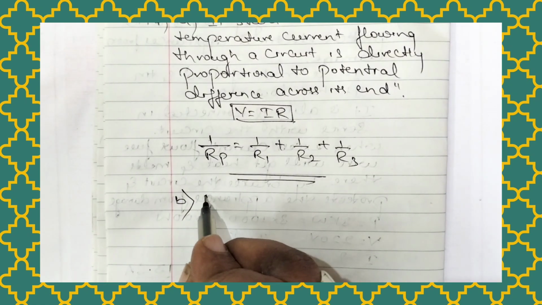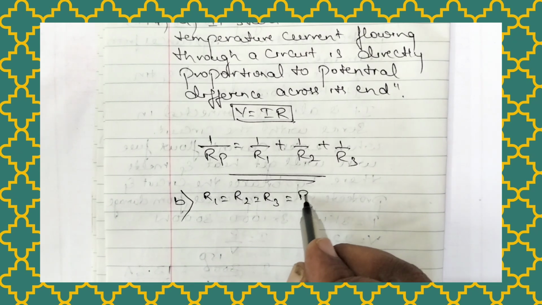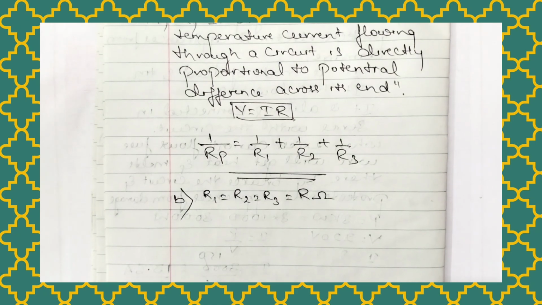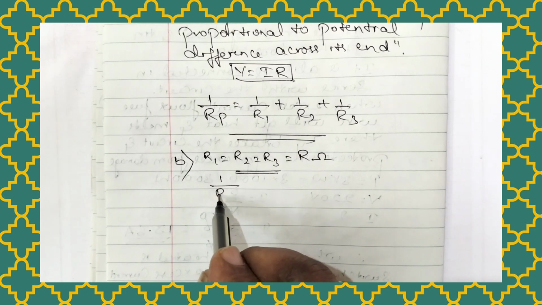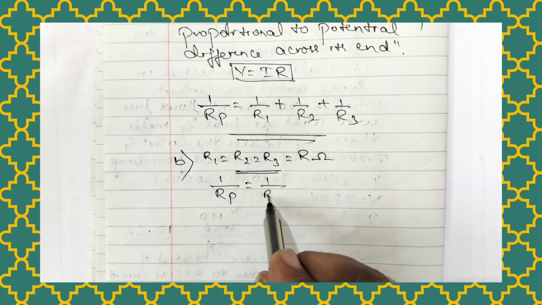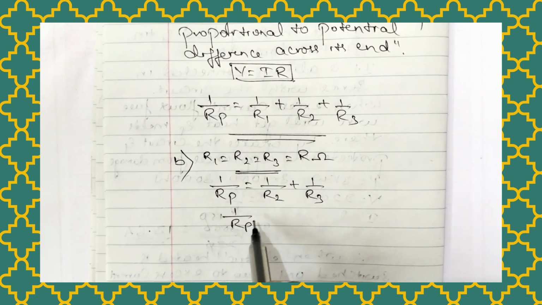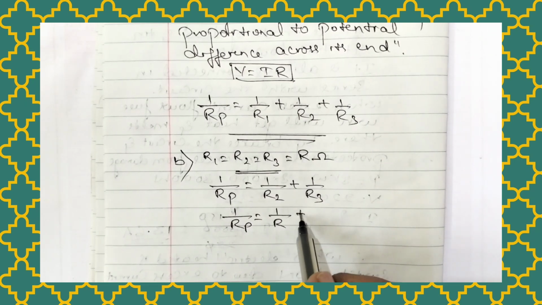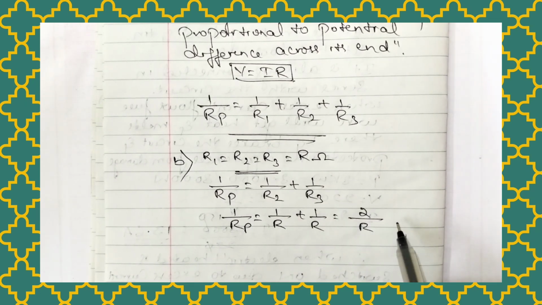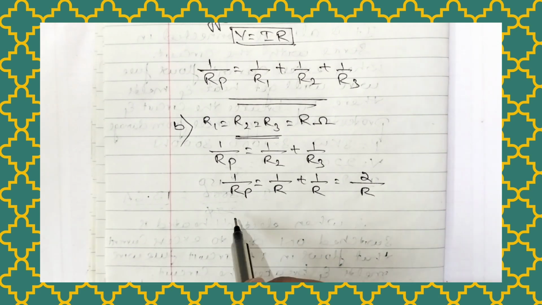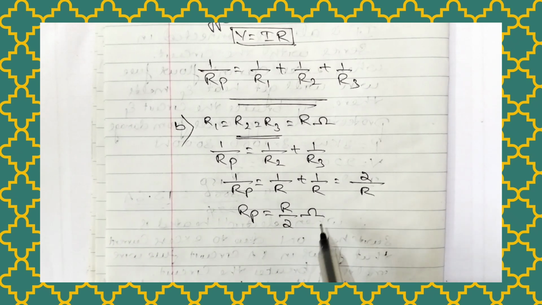So all the three resistors R1, R2 and R3, all the three are having the same resistance, that is R ohm. First, these two, R2 and R3, are connected in parallel. 1 over RP is equal to 1 over R2 plus 1 over R3. So 1 over RP is equal to 1 over R plus 1 over R. So both the denominators are same. Add the numerator. 1 plus 1 becomes 2. So reciprocal of 1 by RP is RP. Reciprocal of 2 by R is R by 2 ohm.